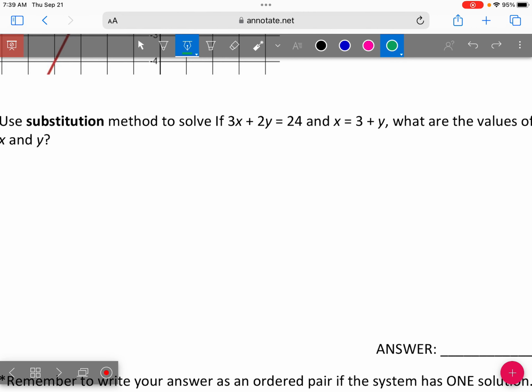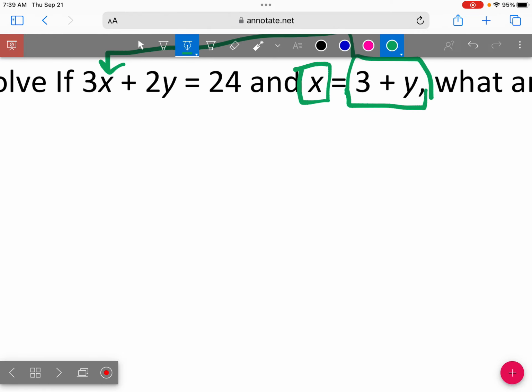So they gave us an x equals. That means I know x equals this. I can take this and substitute in place of my x in the other equation. I'm going to zoom that in so you can actually see that.